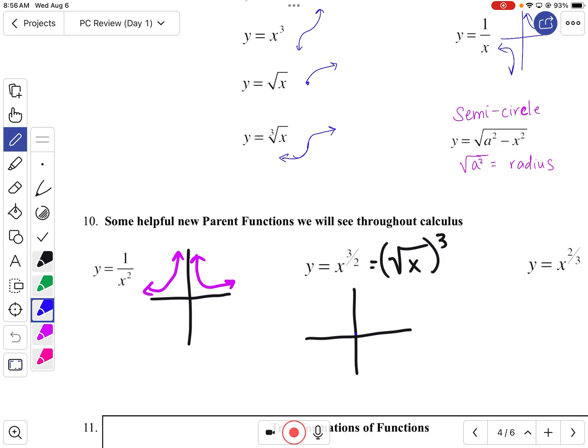If I put 0 in, 0 cubed is still 0. Right? If I put 1 in, the square root of 1 is 1. I cube it, and I get 1. Okay? I'm probably not going to do 2, but I might jump out here to 4. Okay? What's the square root of 4? It's 2, and 2 cubed is 8. So this is like a square root graph, except it's growing really quickly. Okay, so it looks a lot like a square root graph. It's just going to grow a lot quicker. Okay.